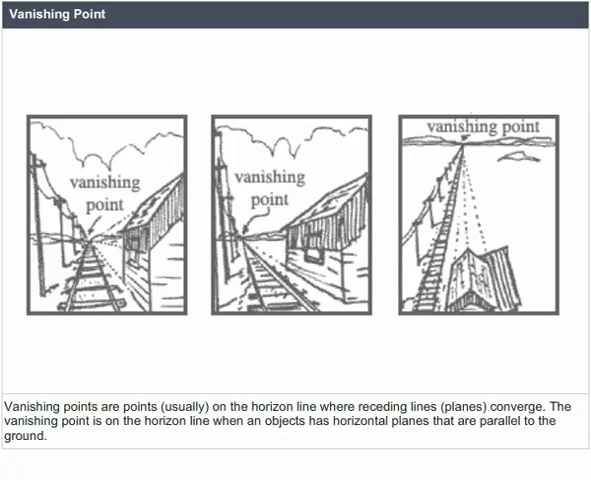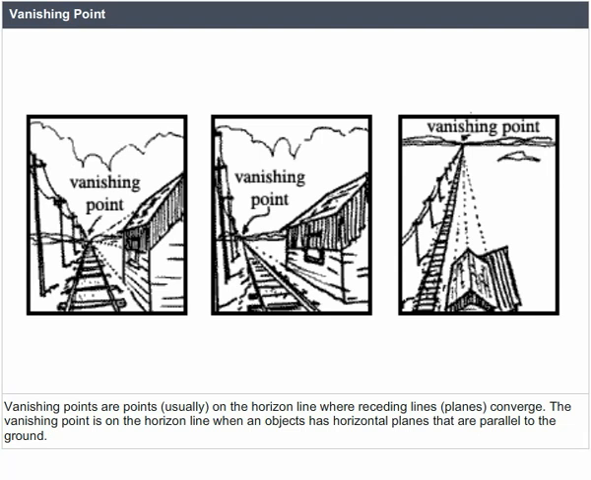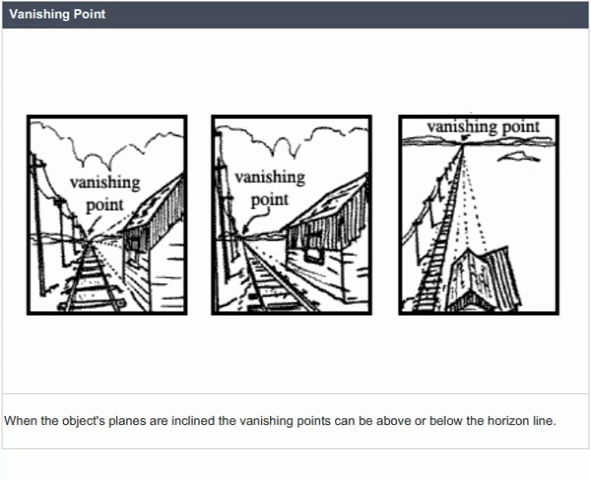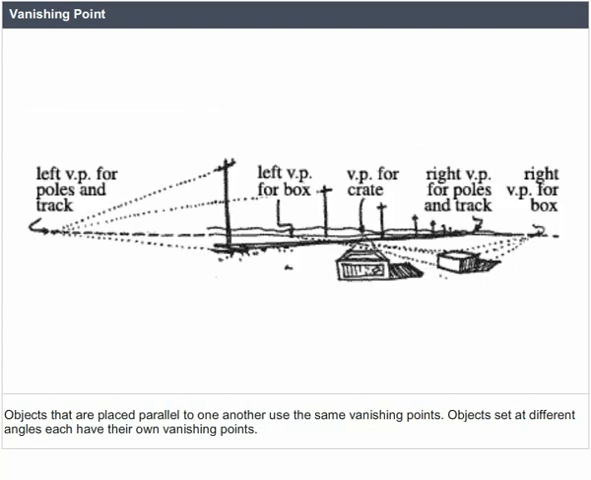Vanishing point. Vanishing points are points on the horizon line where receding lines, that is planes, converge. The vanishing point is on the horizon line when objects have horizontal planes that are parallel to the ground. When the object's planes are inclined, the vanishing points can be above or below the horizon line. Objects that are placed parallel to one another use the same vanishing points. Objects set at different angles each have their own vanishing points.